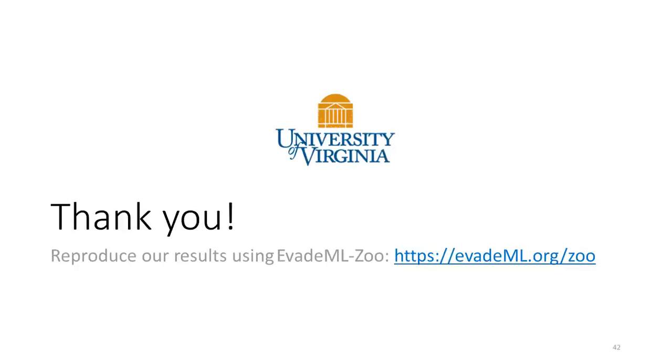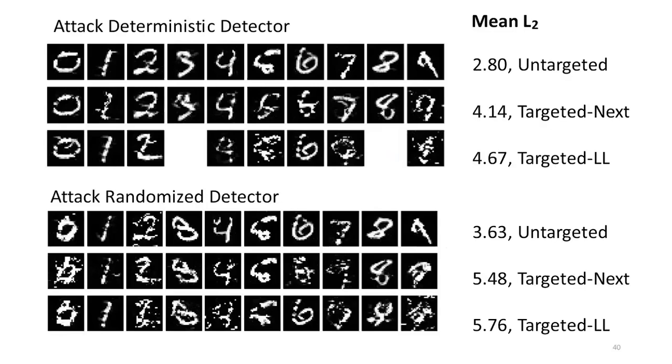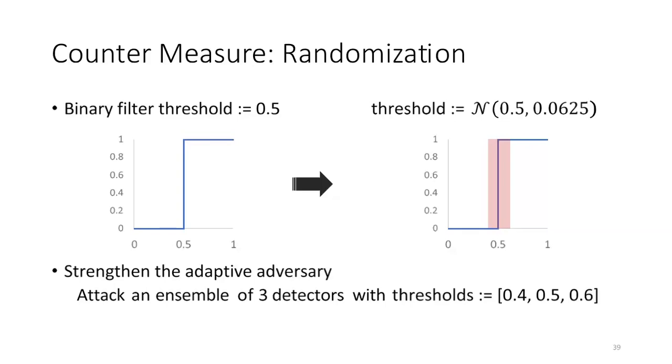Because we have no questions, maybe let me show one more slide about the adaptive adversary. To counter the adaptive adversary, we also propose a strategy called randomized bit depth reduction. In our original bit depth reduction, we use a fixed threshold, 0.5, to do this 1-bit reduction. We can actually randomize this threshold into a normally distributed threshold. So there's a lot of randomness in the threshold. It can be 0.4, 0.6.